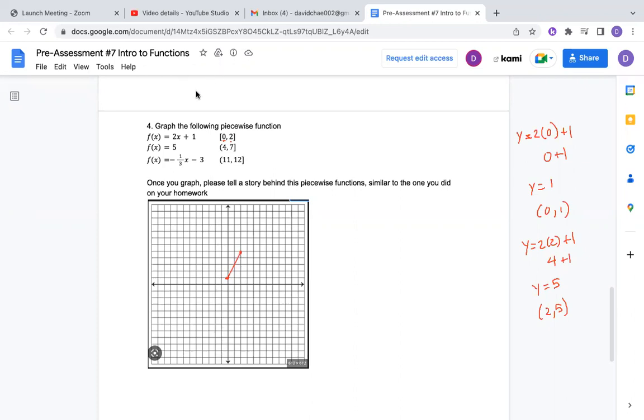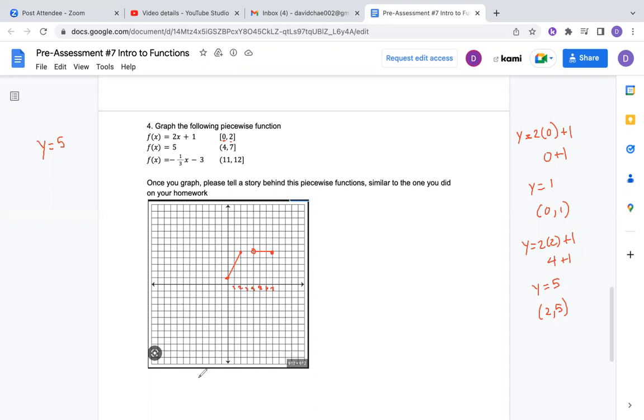The second line is y equals 5. Remember, that's a horizontal line going all the way through at 5. But remember, we only need it between 4 and 7. Okay, so this is 1, 2, 3, 4. Starting at 4, 5, we're going to do an open circle right here. And then 5, 6, 7, and we're going to do a closed circle because of the bracket at 7. I'm just going to draw a horizontal line going that way.